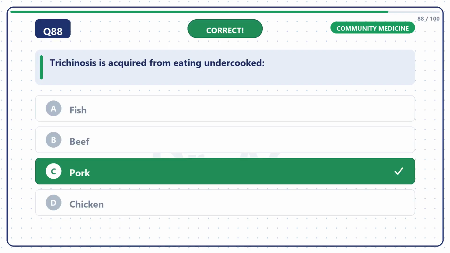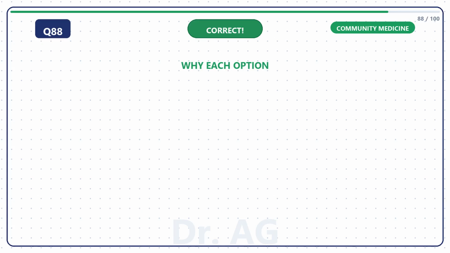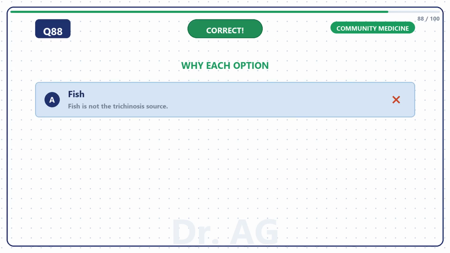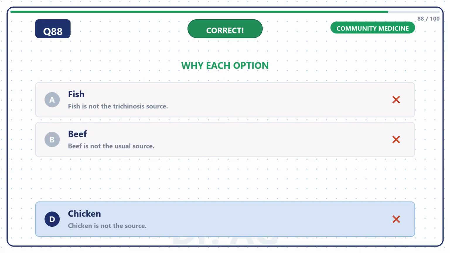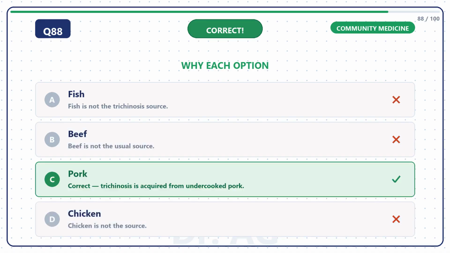The correct answer is option C, pork. Let's go through the options. Fish. Fish is not the trichinosis source. Beef. Beef is not the usual source. Chicken. Chicken is not the source. And the correct answer is pork.